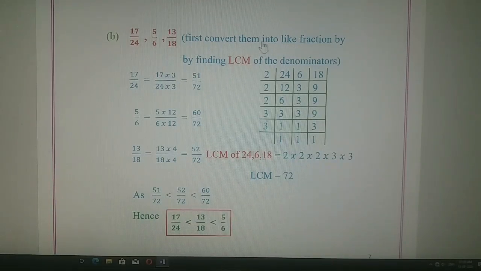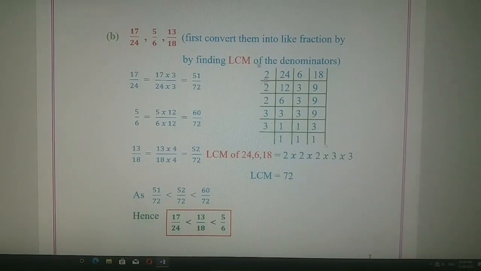So first we have to convert the given fractions into like fractions by finding the LCM of the denominators and using the factors of the LCM for multiplying and getting the equivalent fractions. So we have to find out the LCM of the denominators. The LCM of 24, 6 and 18 has to be found out. So we write in the rough column the three denominators: 24, 6 and 18.